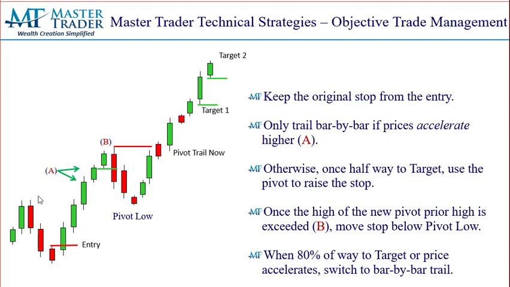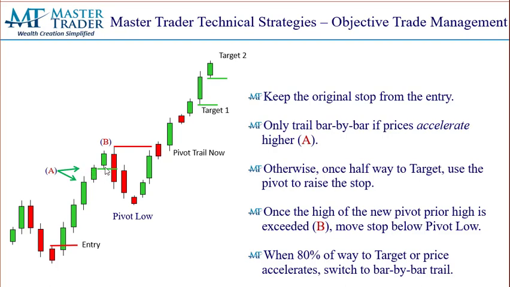So here's our little buy setup. It should start to fall, our little controlled retracement reversal. Buy over the high, stop under the low. Here are the rules. And initial stop there. It ran. Only trail bar by bar if it accelerates higher. In this example, it did. I'm going to show you.